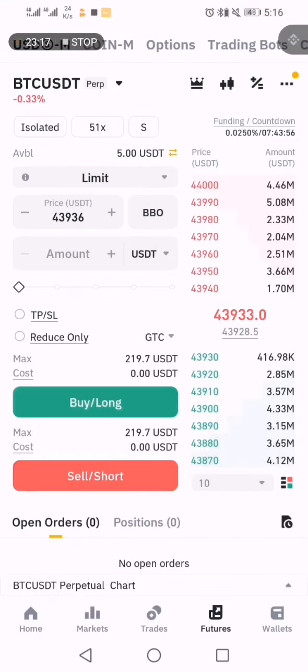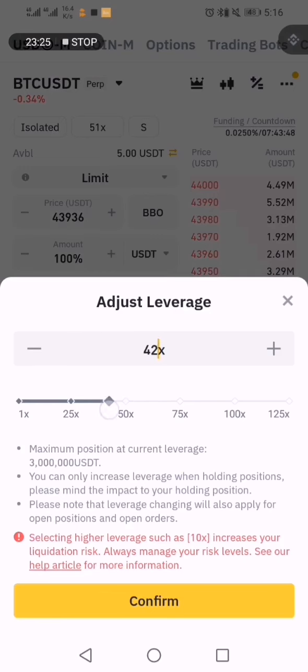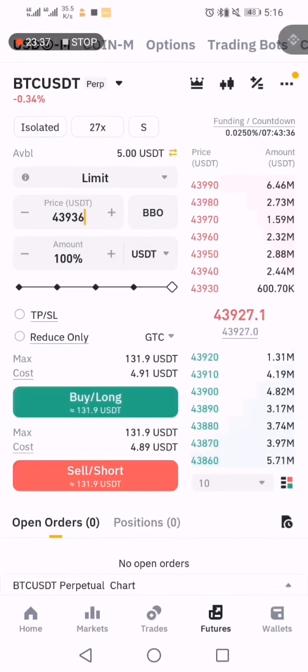So let's increase leverage, confirm. Oh, I'm more than there. The more your leverage increases, the more likely you are to get liquidated fast. So I have to put it at the least leverage that is possibly available, and that will be 20. I think this 27 should be okay. Yes. Okay.